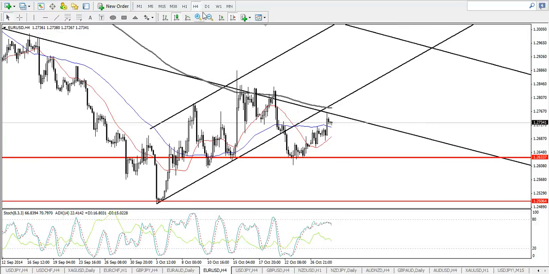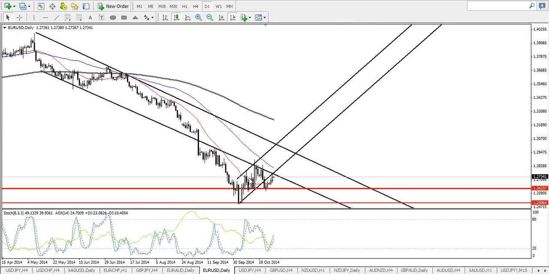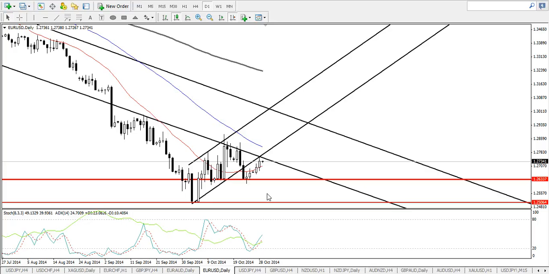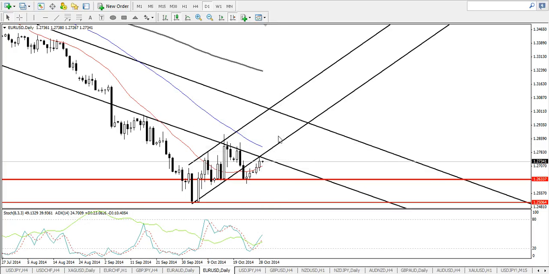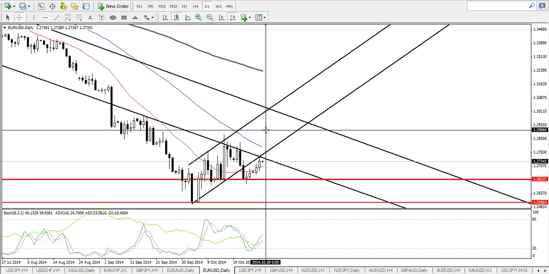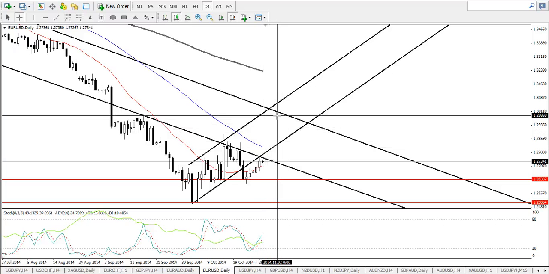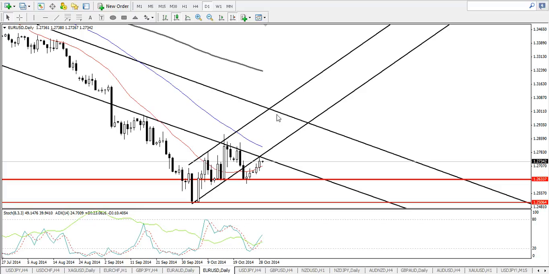Now of course if price were to appreciate further and re-enter the minor rising trend channel, then we can expect the price might appreciate a lot further, all the way back to 1.3000.